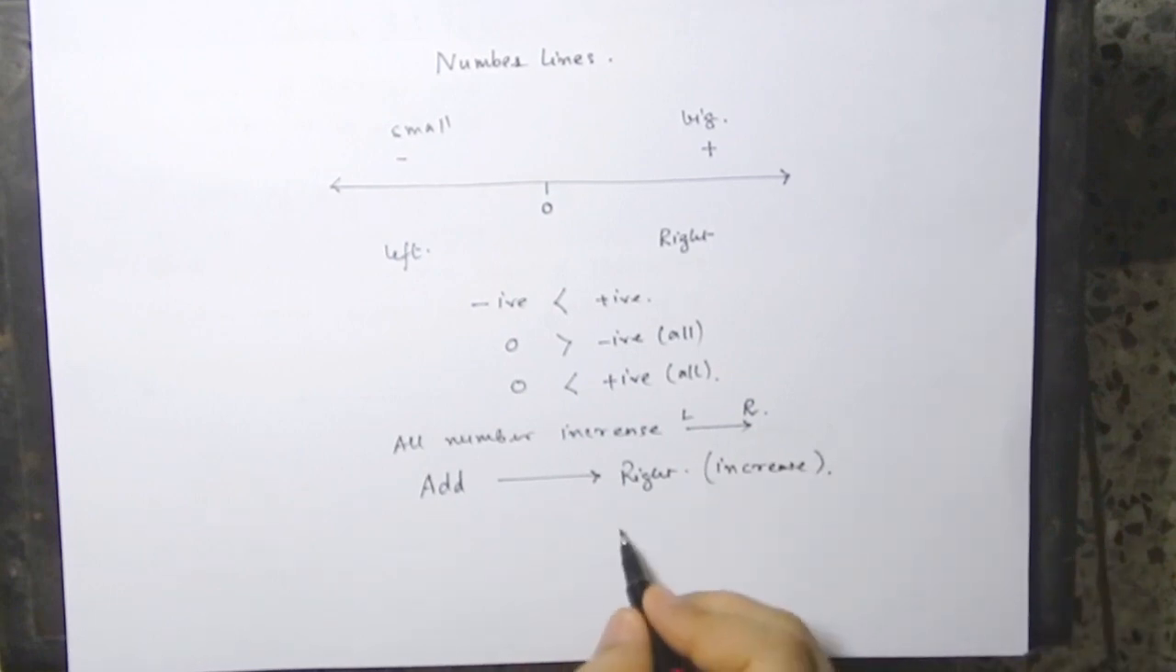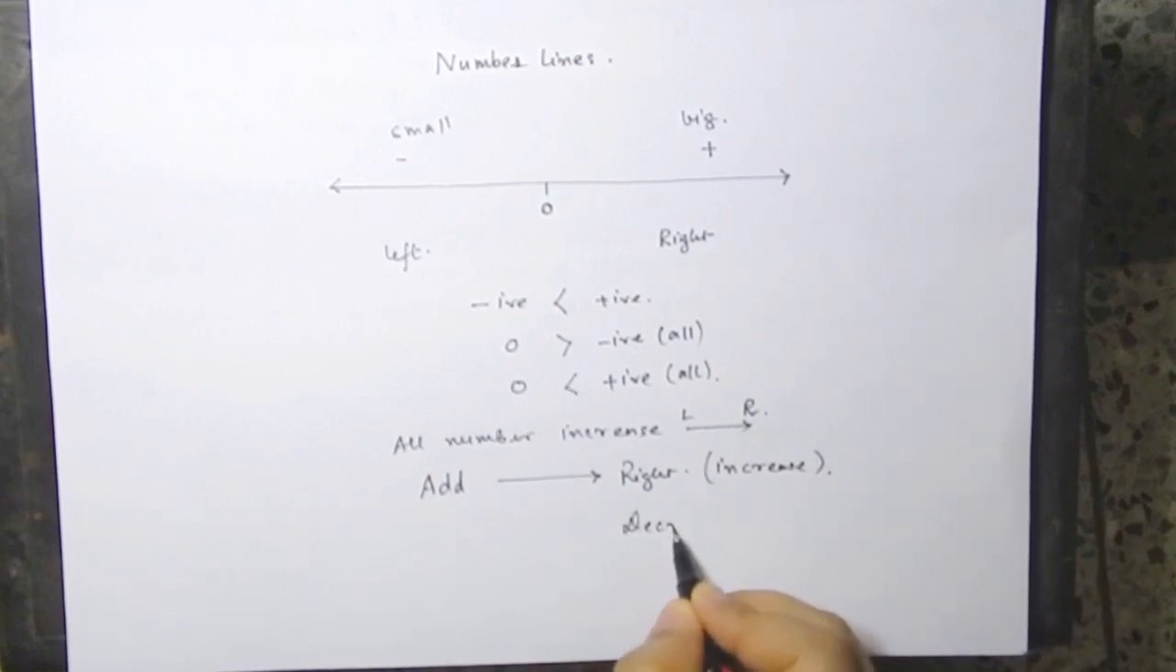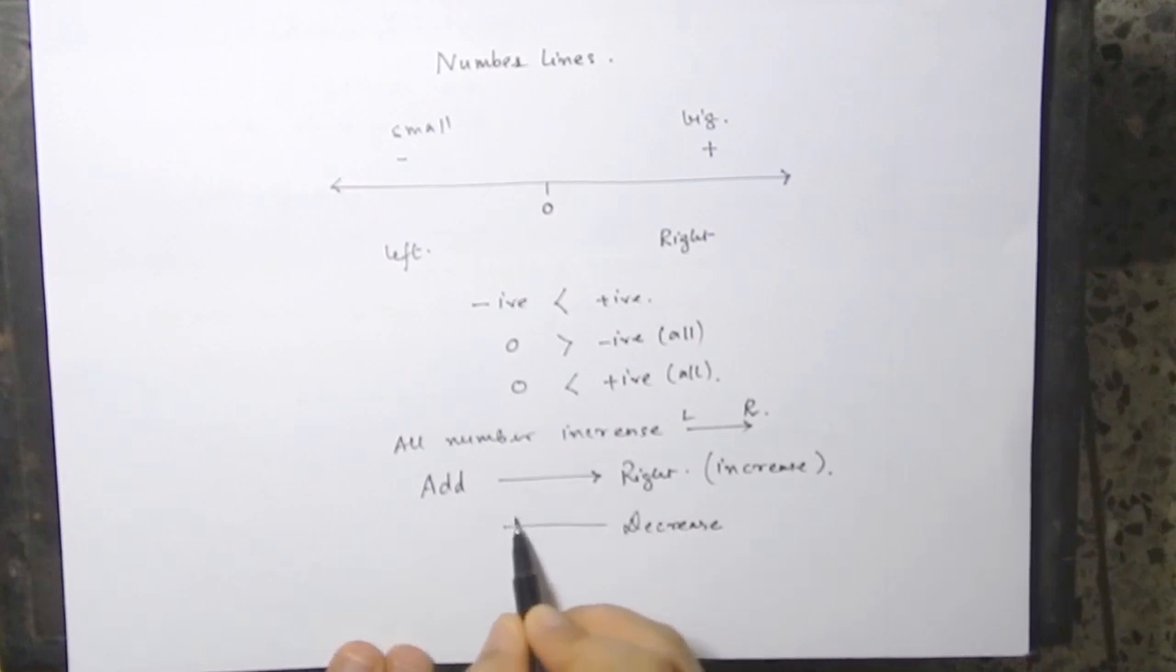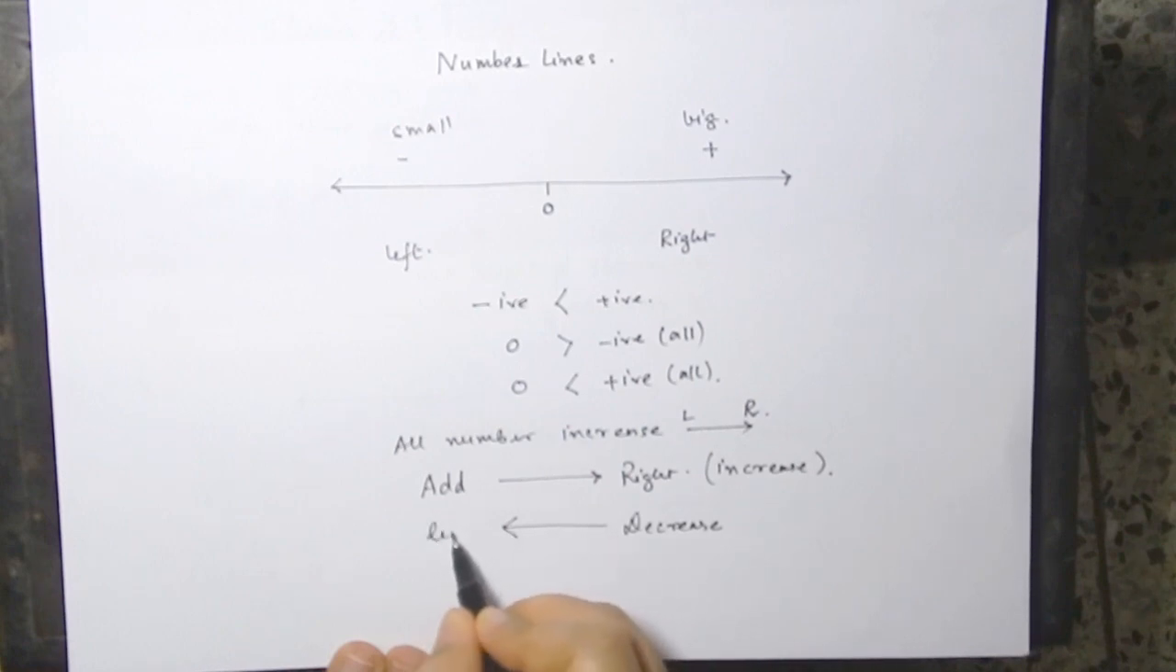And if you have to decrease or subtract, what does that mean? That means you have to reduce the number, so you will get a smaller number as the answer. So the smaller numbers are always on the left, so you will move towards the left in order to get the result.